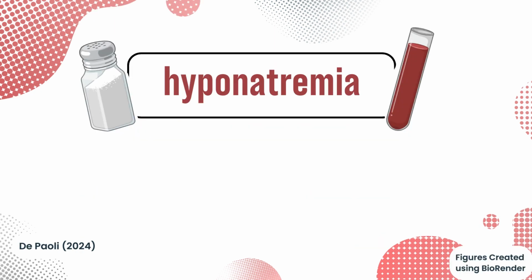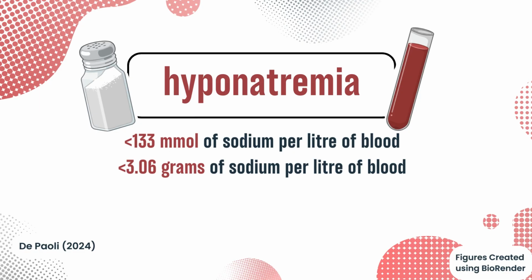Firstly, what is normal hyponatremia? Hyponatremia is a condition in which there is an abnormally low amount of sodium in the bloodstream. In terms of numbers, this means less than 133 millimoles of sodium per liter of blood, or about 3.06 grams of sodium per liter of blood.